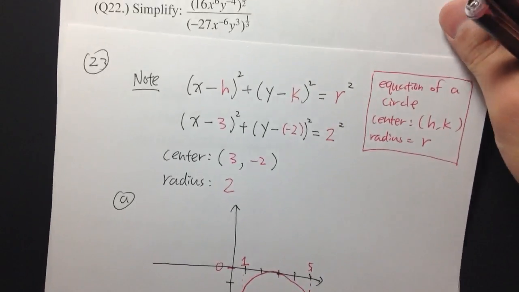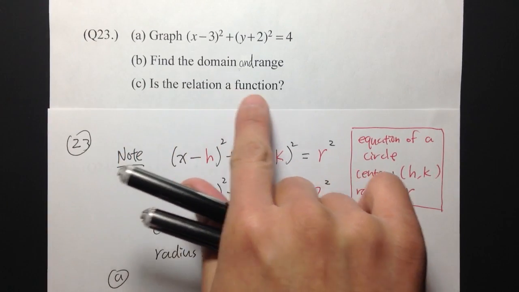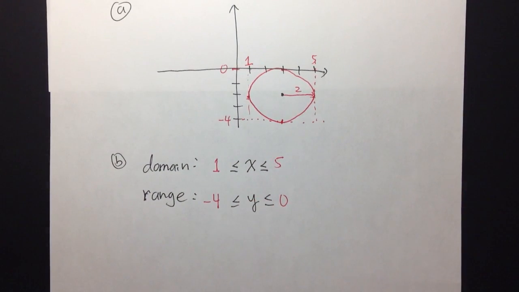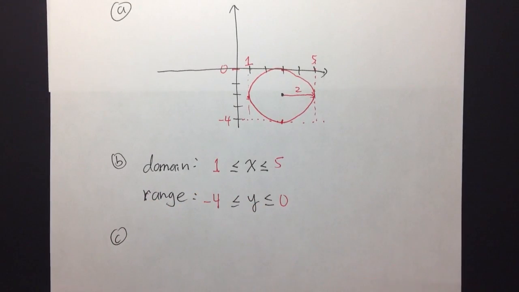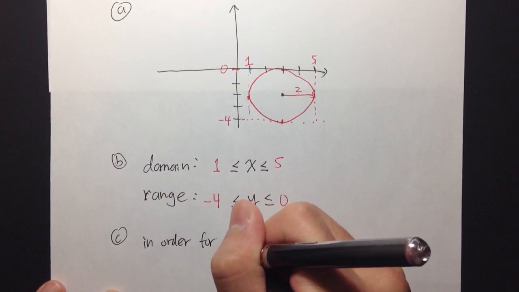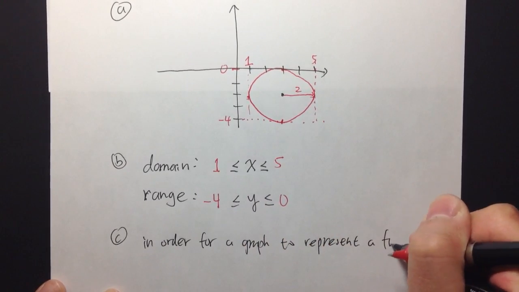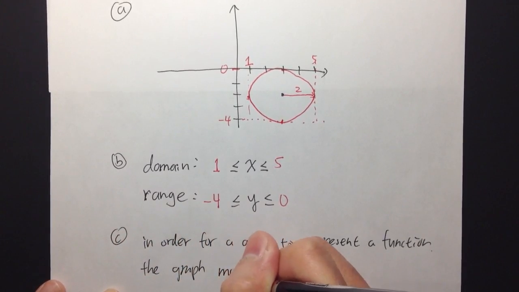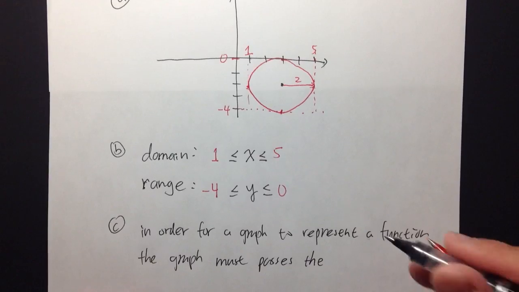Okay? And then the last part we have to answer is: is this relationship a function or not? So let's again use the graph. So if we have a graph, in order to be a function, I'll write this down for you guys. In order for a graph to represent a function, the graph must pass what we call the vertical line test.